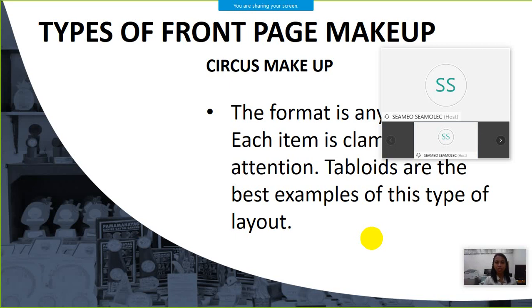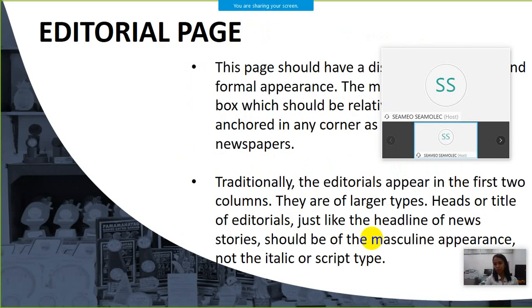Aside from the front page or the news page, we also have the editorial page. So we are already on the inside. The editorial page should have a distinctive, dignified, and formal appearance. The masthead or editorial box, which should be relatively small, may be anchored in any corner as done in streamlined newspapers. Traditionally, the editorials appear in the first two columns. They use larger types. Heads or titles of editorials, just like the headlines of news stories, should have a masculine appearance and not the italic or script type. In short, the keyword for the editorial page is that it is the most dignified or formal in appearance among the other pages. So you need not put any graphics or creative designs on this page. Just make it formal in appearance.